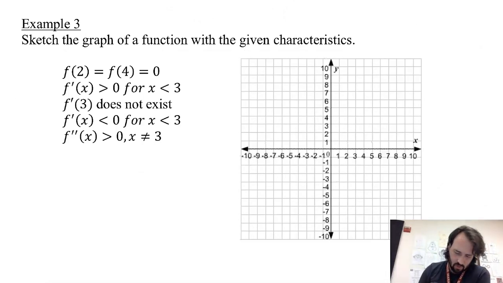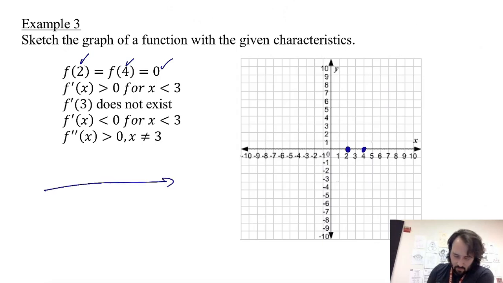All right, so just going through my characteristics, f of 2 and f of 4 is 0. So that means at positive 2 and positive 4, my y value is 0. All right, so now I'm getting into my first derivative. So f prime is greater than 0 for x less than 3. So 3 is a cutting point, it looks like. F prime is positive, so that means I need to be increasing.